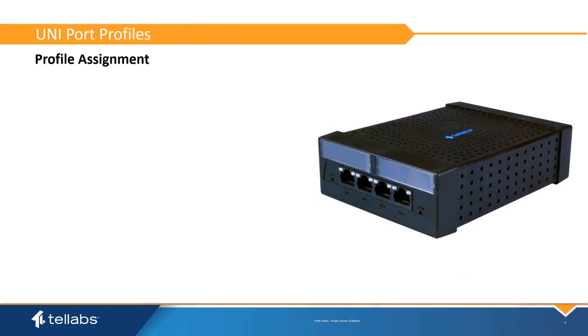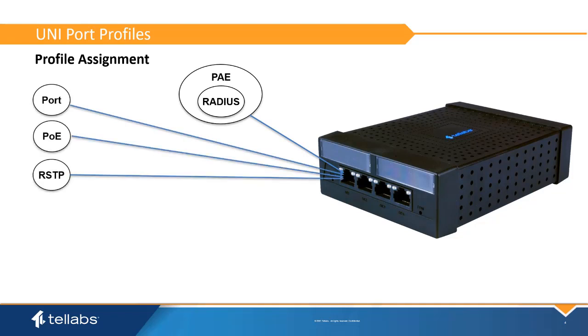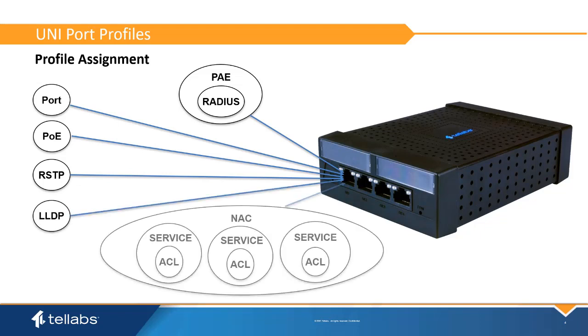A total of 6 profiles are used on the Telabs Optical LAN user-to-network interfaces: Port Authentication Entity, Ethernet Port, Power over Ethernet, Rapid Spanning Tree Protocol, Link Layer Discovery Protocol, and Network Access Control. Each profile deals with a particular set of port behaviors assigned to the port. Once assigned, the profile can be edited to push changes to all ports that use that profile.